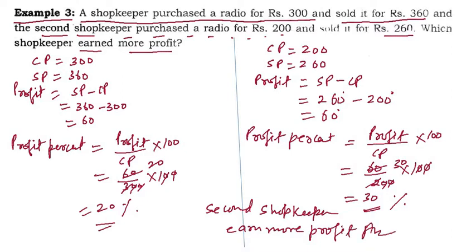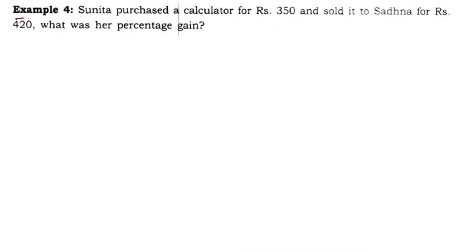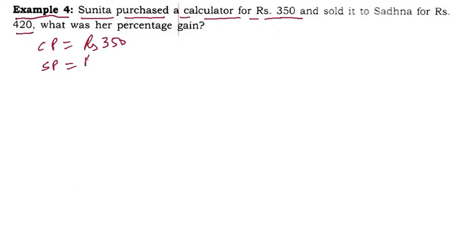Now come to example 4. You can see here example 4. Sunita purchased a calculator for rupees 350 and sold it to Sadhana for rupees 420. Now CP is equal to rupees 350 and the SP is given as rupees 420. Now what is her percentage gain?